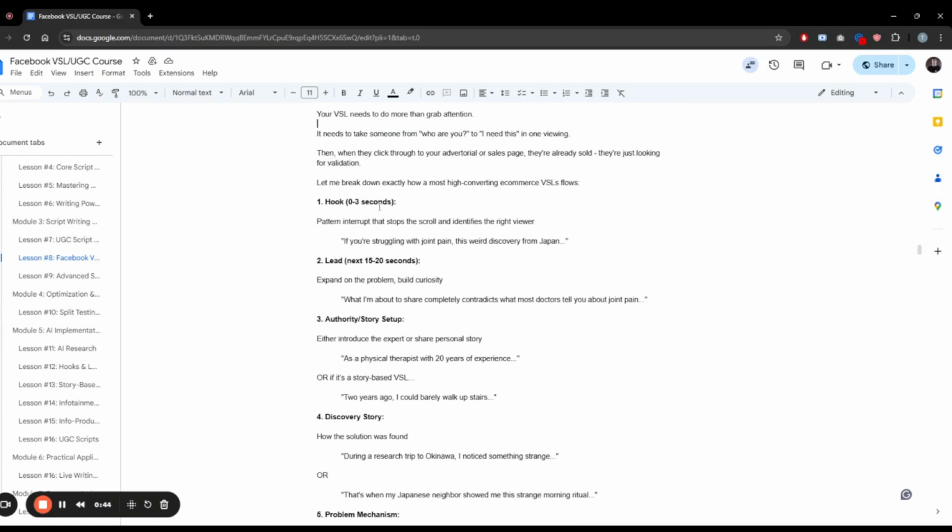First you have the hook, which is the first 3 seconds. You have a pattern interrupt that stops the scroll and identifies the right viewer. So for example, if you're struggling with joint pain, this weird discovery from Japan, and so on. Then you have the lead, the next 15 to 20 seconds, where you expand on the problem and build curiosity. You can say what I'm about to share completely contradicts what most doctors tell you about joint pain.